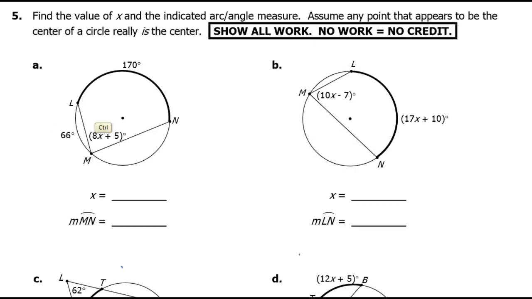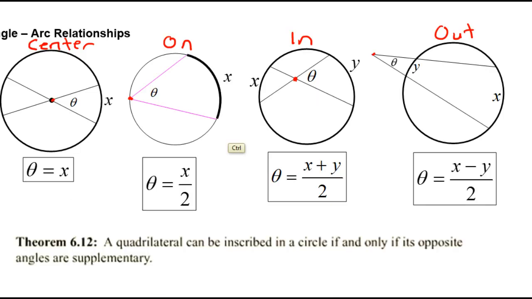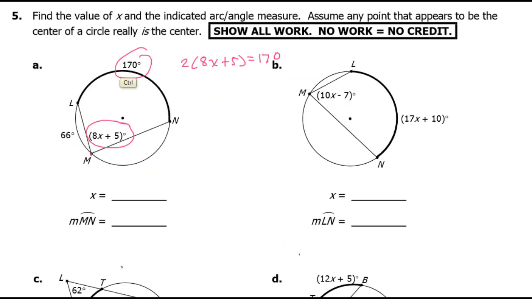All right, problem number 5, part A. Jack, can you give me the equation relating these two numbers right here? 2 parentheses 8x plus 5 equals 170. Correct. All right, remember, this angle is on the circle. That means we have that relationship where the angle is half the arc, or the arc is double the angle. So if we double the angle, that should equal 170. I'm just going to crank it out from there.